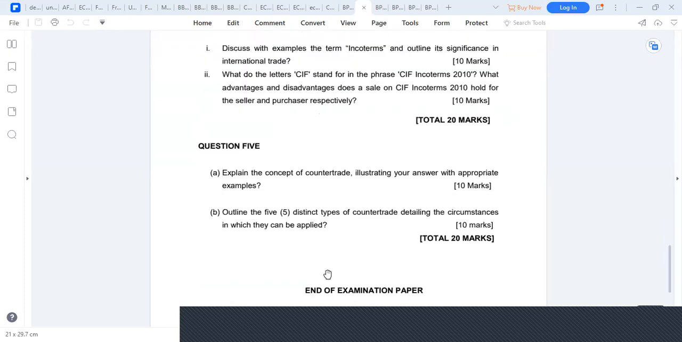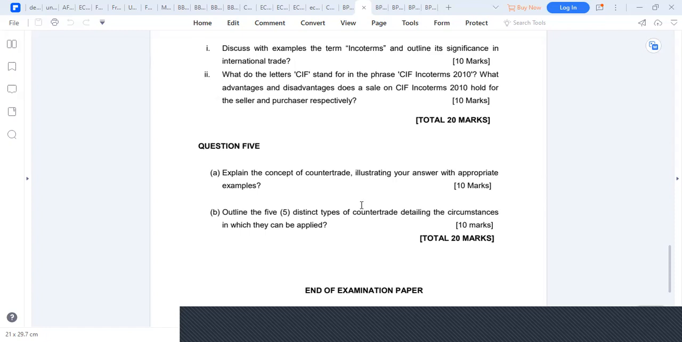All right. Are we following? Any questions so far? Yes, yes. So lastly, question number 5. No. Okay. We're being asked to explain the concept of what? Counter trade, illustrating your answer with the appropriate what? Examples. So counter trade, how do we explain that?